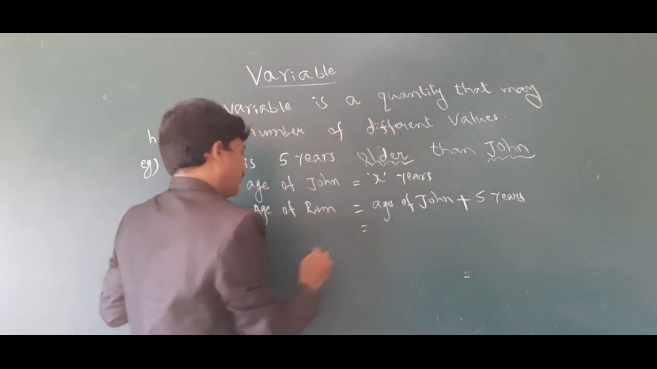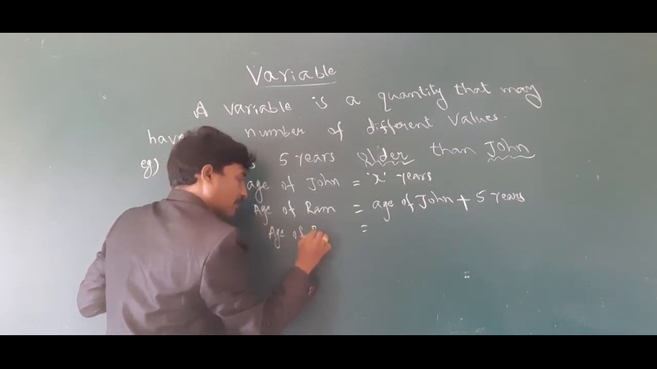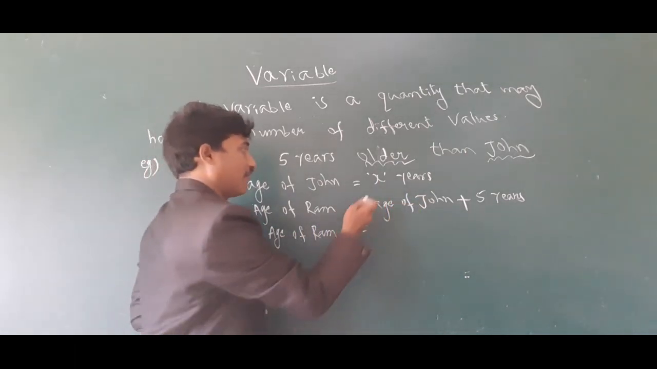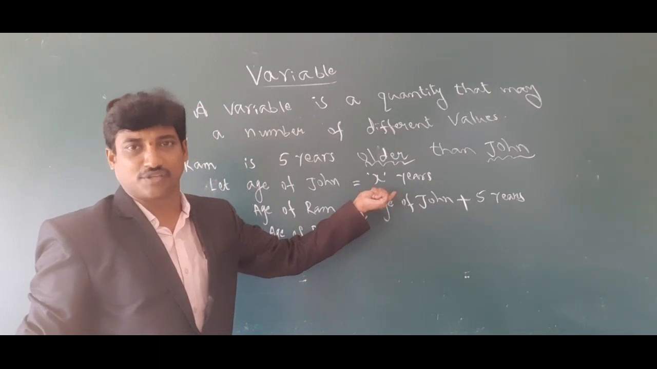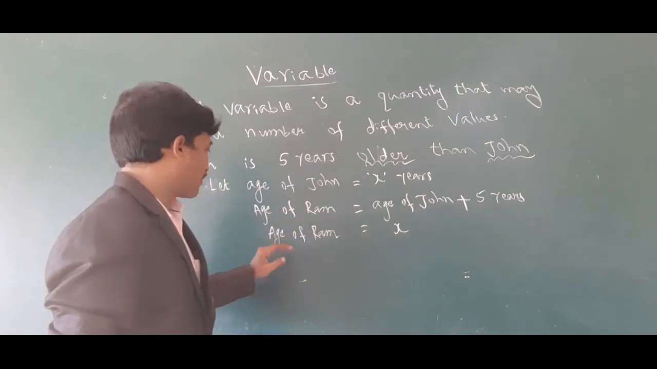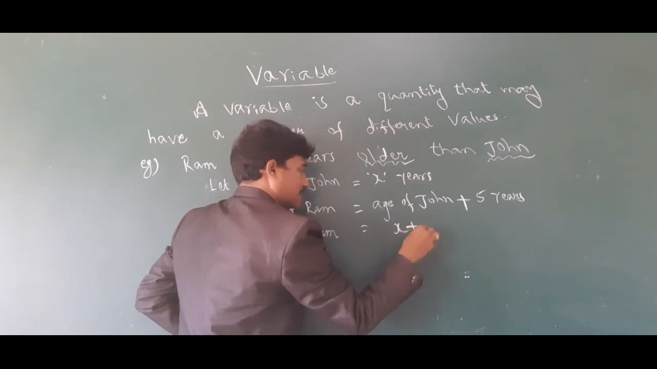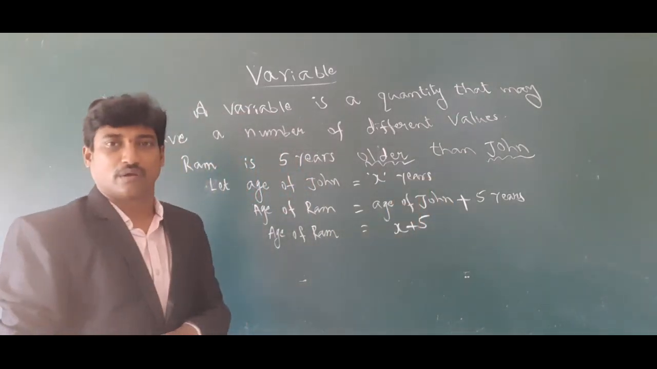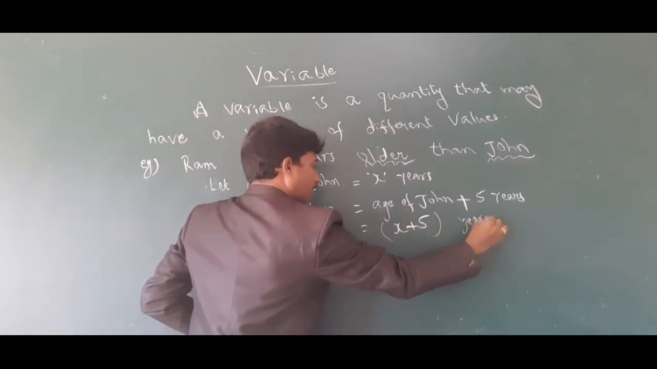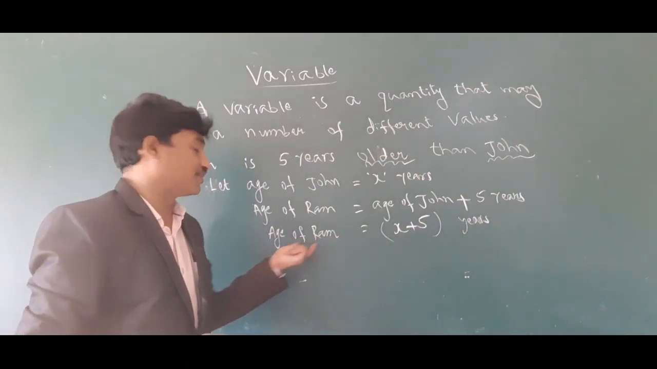That means the age of Ram we can write as: age of John we took as x years. Why? Because we don't know the age of John at present, so we can take it as x years. Ram is 5 years older, so x plus 5. Age of Ram is equal to x plus 5 years. If we know John's age, then we can write the age of Ram.